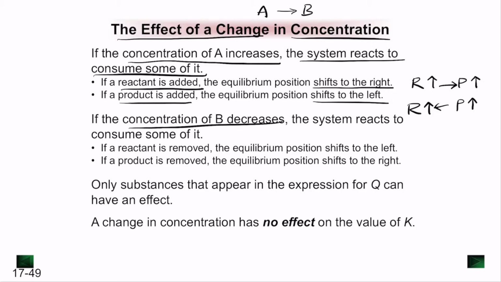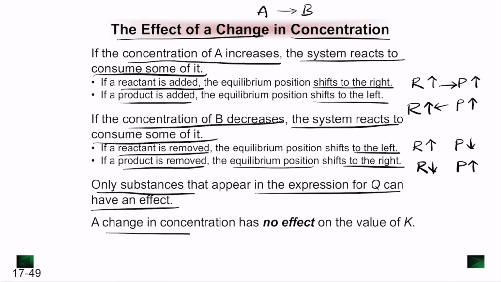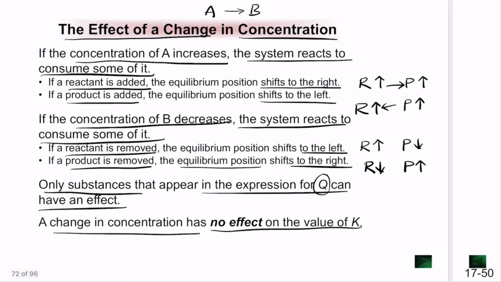Now when you decrease the concentration, the system reacts to replace some of it. So when you remove the reactant, the equilibrium position shifts to the left. So when you remove the reactant, the reactant will increase and the product will decrease. When the product is removed, the equilibrium position shifts to the right. So when you remove the product, the product is increased and the reactant undergoes a decrease. Now only substances that appear in the expression for Q can have an effect. So a change in concentration has no effect on the value of K. Remember this, it only has an effect on Q but not on K.